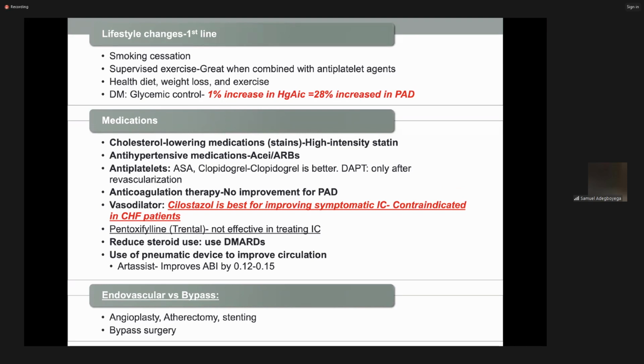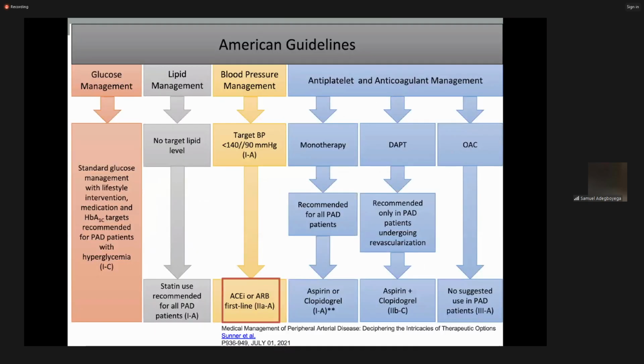And studies have shown that for a patient who is not a candidate for bypass or angioplasty because they're very sick, you could use the heart assist to improve their ABI by 0.12 to 0.15. Again, I discussed that in my lecture. I hope you guys watched my lecture. Okay. And that's it.